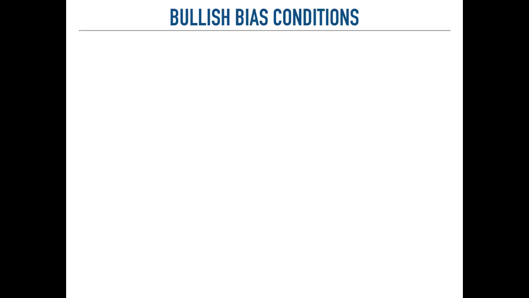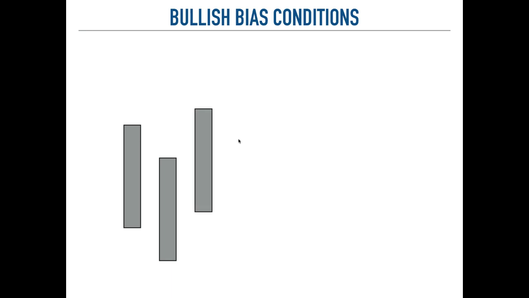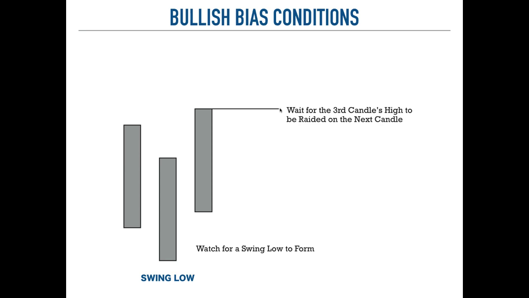Okay, so in a bullish bias condition, what we want to look for is our swing low. So you're going to watch for a swing low to form. Okay, 3-candle pattern, higher low to the left and a higher low to the right, and this is our swing low. Now the high of the 3rd candle, what we're going to do is wait for that 3rd candle's high to be breached on the next candle, which that does right there.